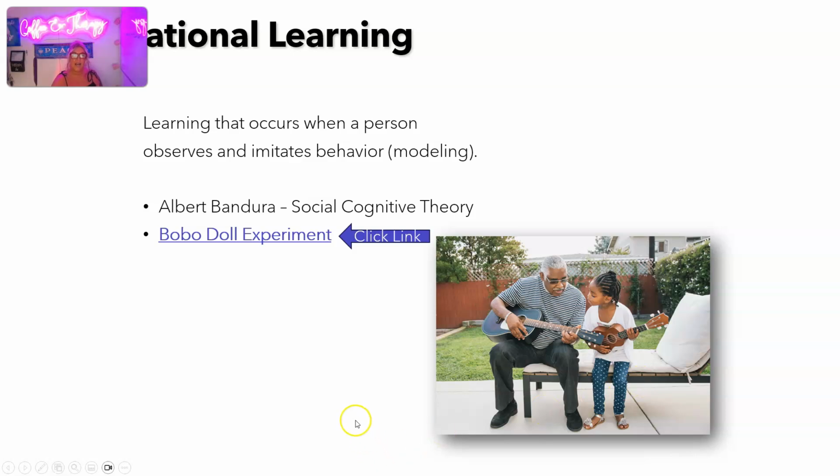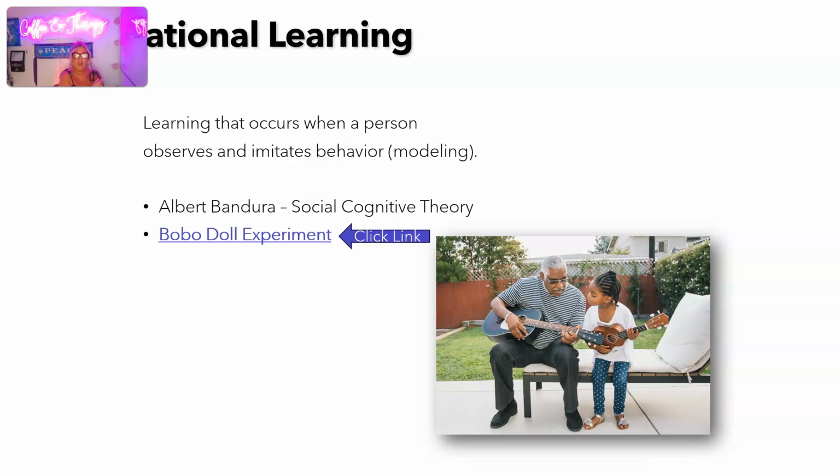All right, so now we're going to look at observational learning. I talked in the very beginning about the Bobo doll experiment, so I've linked the actual study here. We've learned classical, operant, and now observational learning. That's learning that occurs when a person observes and imitates behavior. So it's like monkey see, monkey do, watching.